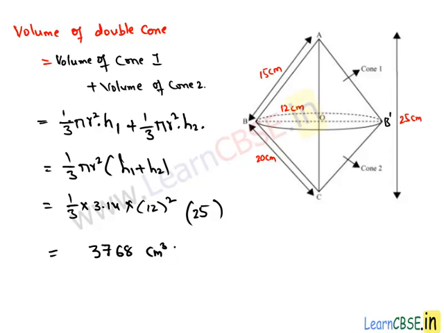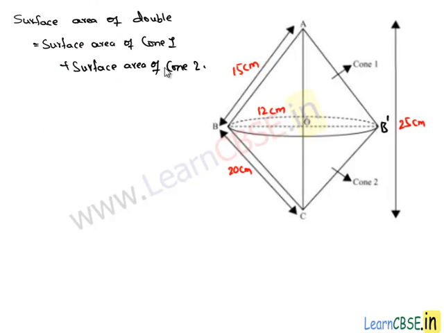Similarly, we have to find the surface area. Here the surface area of a double cone is the sum of the curved surface area of cone 1 and curved surface area of cone 2. And it is equal to pi r h, where r is the radius of base circle and h is the height of cone. In the first cone, we have h1 is the height of cone, and similarly in the second cone we have h2 is the height of second cone. By taking pi r common, we have pi r times (h1 plus h2).